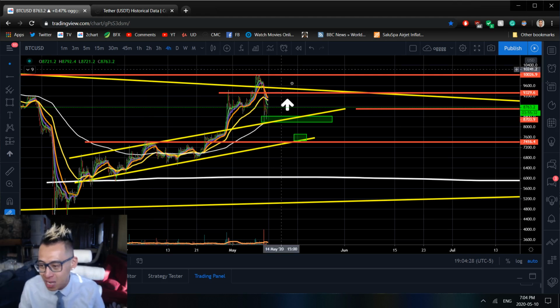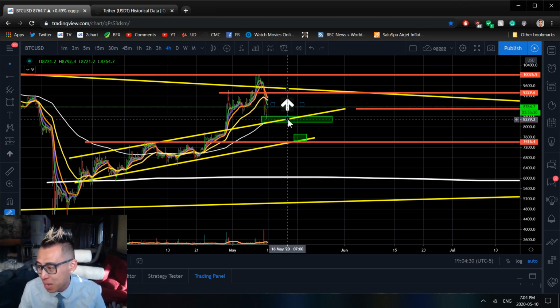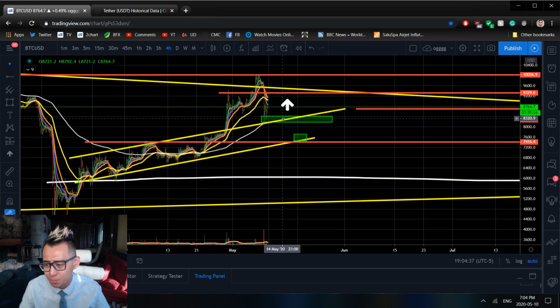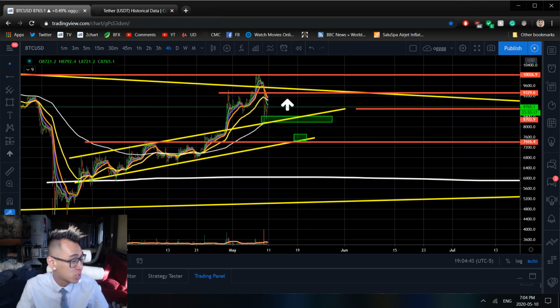To summarize this, I think we're going to get a bounce above here. We're going to test up to 9,300. That's the bullish side. But on the bearish side, we're going to break below there and probably end up testing 7,400.